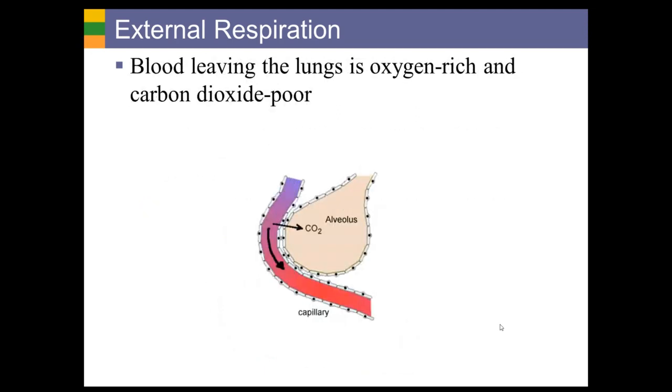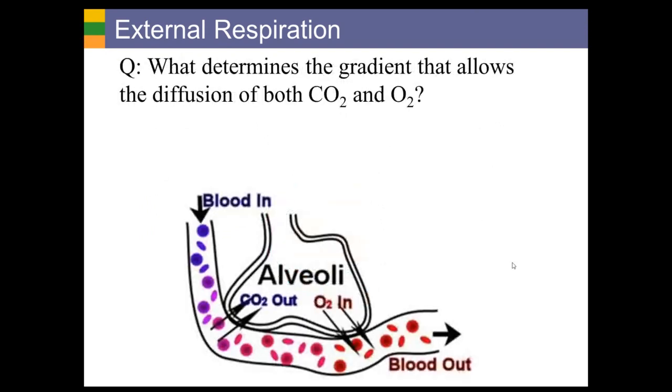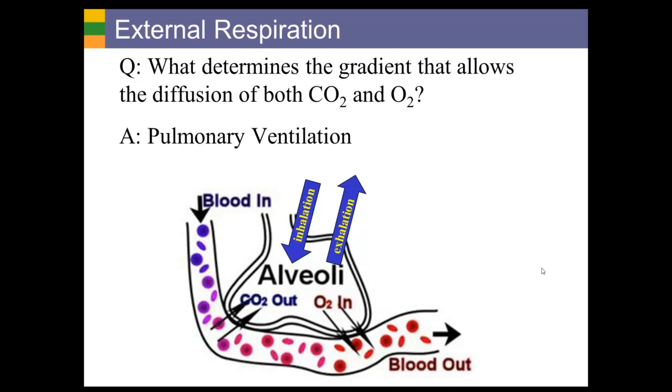All right. Therefore, deoxygenated blood is entering the pulmonary capillaries, and oxygenated blood, that's blood that is high in oxygen, low in carbon dioxide, is leaving via the pulmonary capillaries in the lungs. All right. So again, what determines the gradient that allows the diffusion of both carbon dioxide and oxygen? Well, it's the pulmonary ventilation.